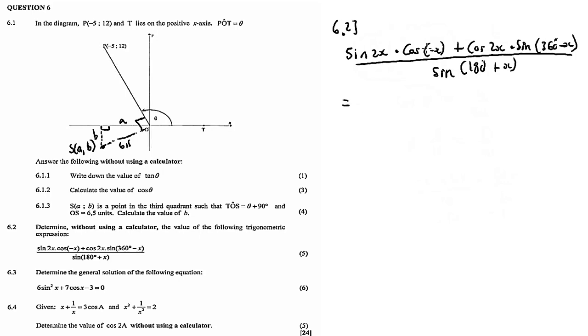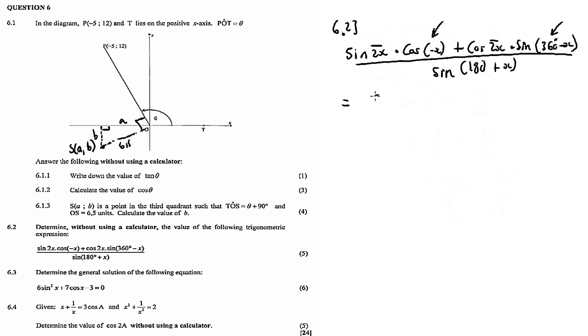So for the numerator, if I play smart and simplify in the correct order, I might end up with the compound angle. So sine 2x cos x and cos 2x sine x. If I simplify this and this, I might end up with the compound angle, right? So the order of simplification is to simplify the negative angle as well as this reduction formula, and now I'll get a compound angle.